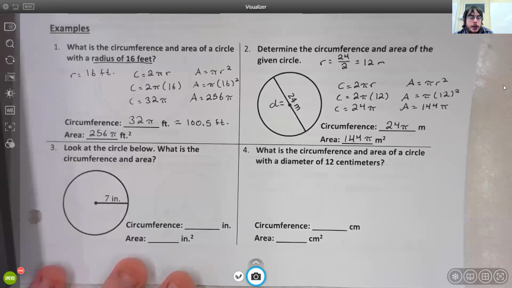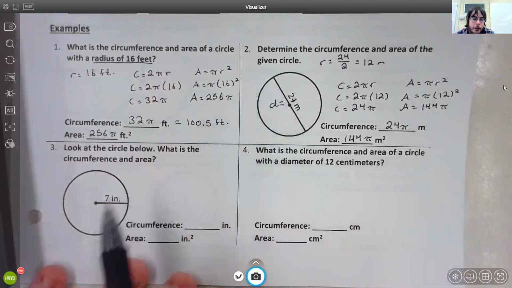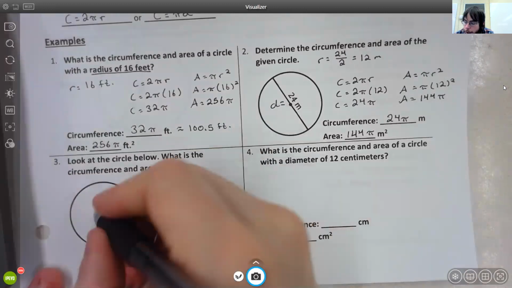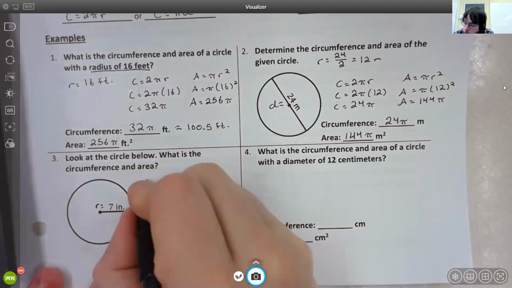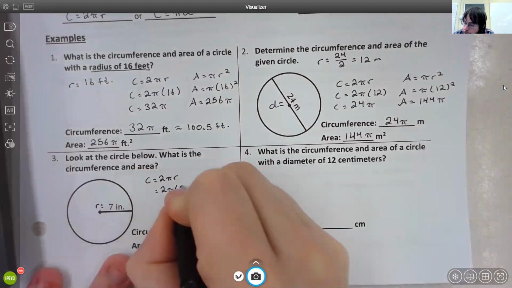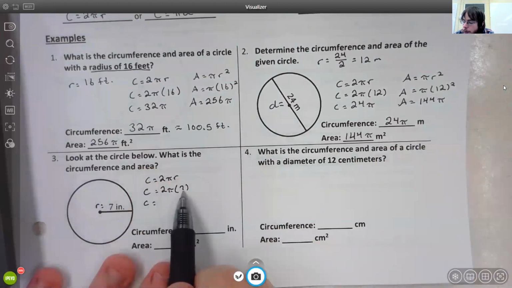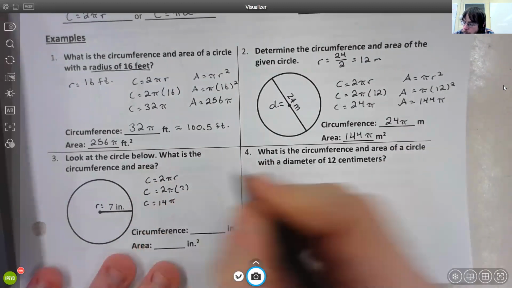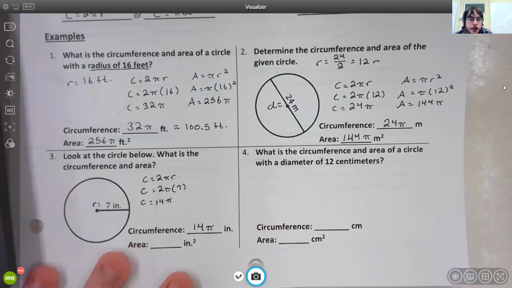So on number 3, it says, look at the circle below. What is the circumference and area? And in this one, instead of like number 2, where it gives us the diameter, this time it already gives us the radius. So r is equal to 7. Our circumference is given by the formula 2 pi r, so we have 2 pi times 7. 2 times 7 is 14, and the pi drops down. So our circumference is 14 pi inches.